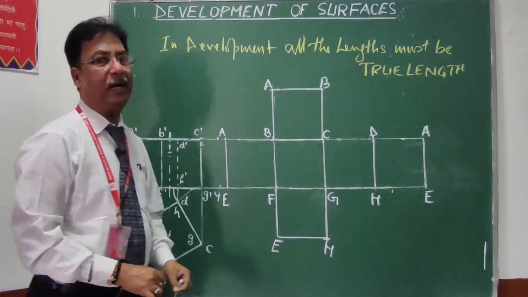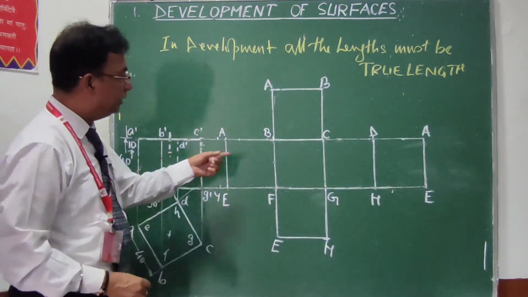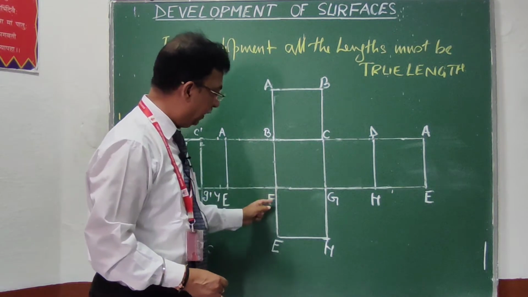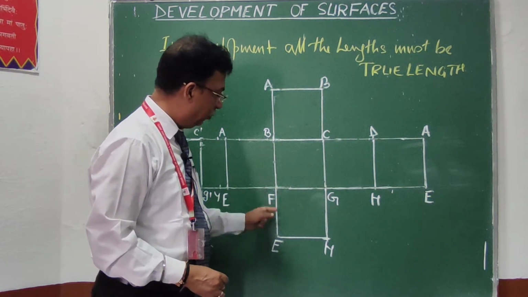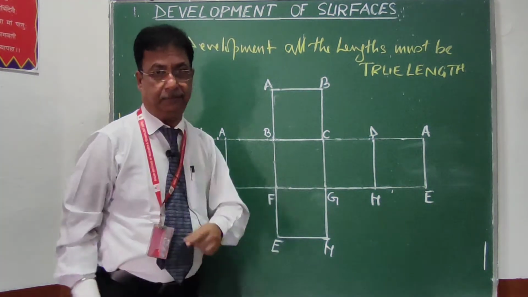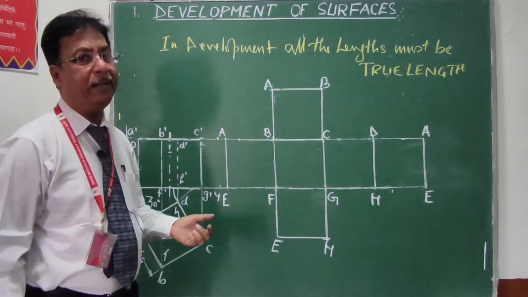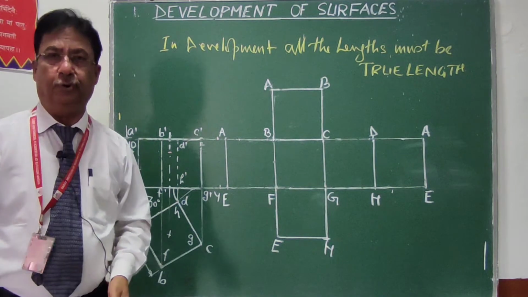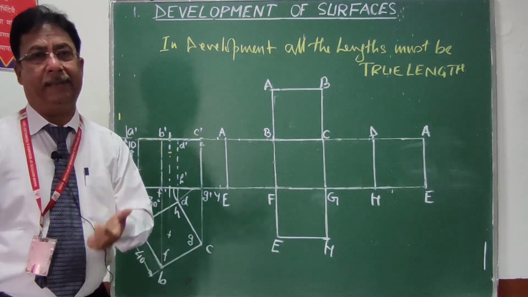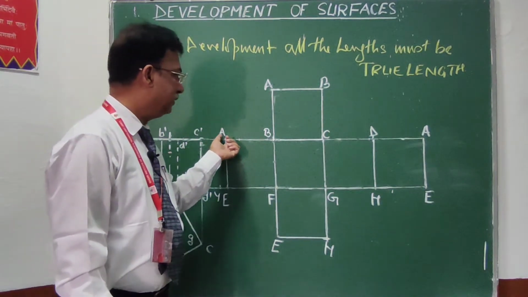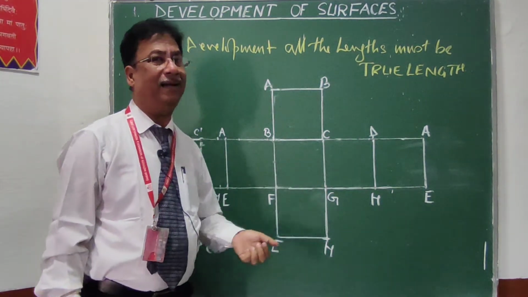So the 4 squares will be opened. Then one square I have opened above BC, that is ABCD, and another square, the lower base, that is EFGH. So this figure will be the development of this cube when the cube is a complete solid kept like this. And as you again see, I am using capital letters.